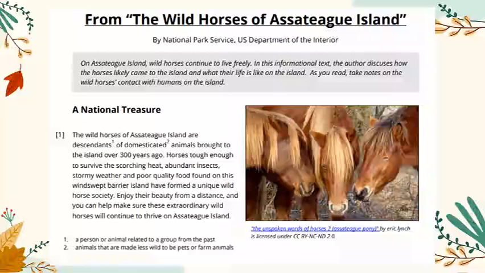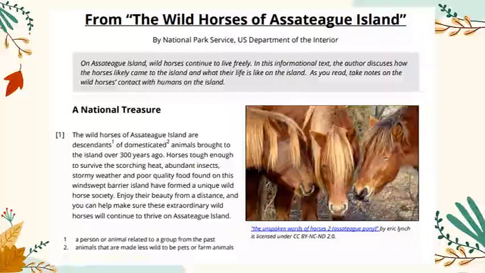All right, so let's get started with the article. This is from the Wild Horses of Assateague Island because it's an excerpt. It's just a portion of the actual article. This is provided to us by the National Park Service, U.S. Department of the Interior.